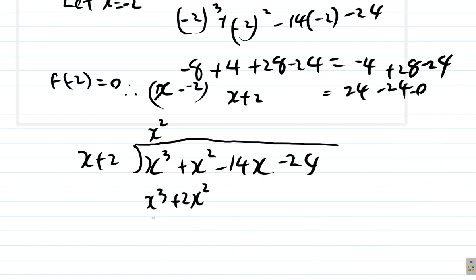So, subtract these. X cubed minus x cubed, that's 0. 1x squared minus 2x squared will be negative x squared.